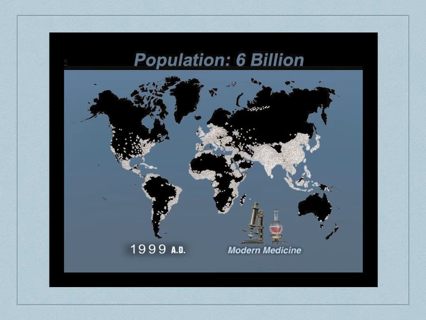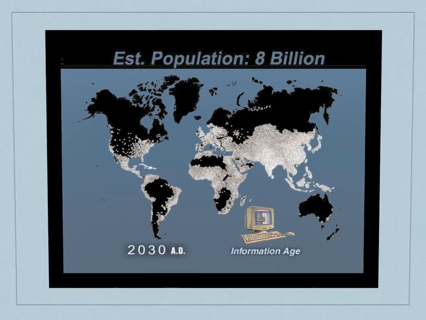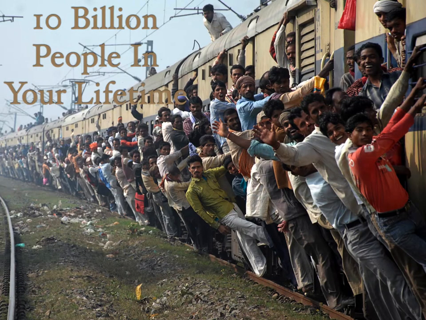6 billion people. 8 billion people in the information age starts. We're looking at a lot of people here, right? So how many people are too many people? It's a perfectly honest question to ask. What are you going to see in your lifetime? How many people will there be on the planet? In your lifetime, it is very, very likely, highly likely, we're going to see 10 billion people. That's a lot of people.